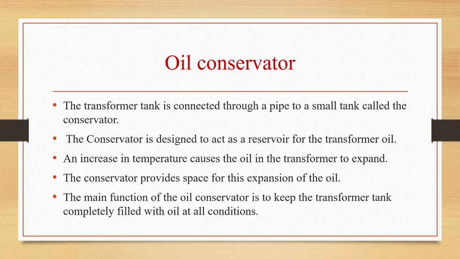Oil conservator. The transformer tank is connected through a pipe to a small tank called the conservator. The conservator is designed to act as a reservoir for the transformer oil. An increase in temperature will cause the oil in the transformer to expand, and the conservator will provide space for this expansion of the oil. What is the main function of an oil conservator? The function is to keep the transformer tank completely filled with oil at all conditions. The conservator will have reserves of transformer oil, so whenever oil is required inside the tank, the conservator will provide it.